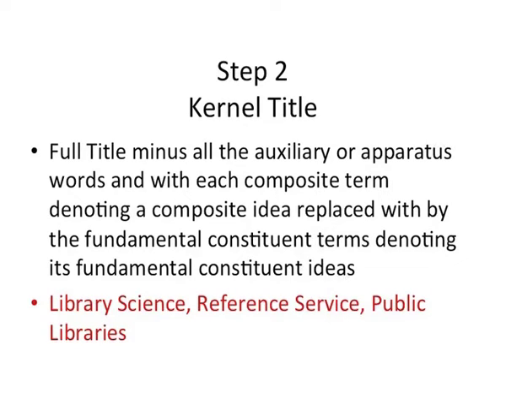Now, kernel title is the full title minus all the auxiliary or apparatus words: prepositions, conjunctions, articles. These have to be removed because these are not the terms that really influence the thought content, though they influence it. They have a role to play there, but when we talk of translating thought content into an artificial language of digits or notation, we have to forget these auxiliary words, conjunctions and prepositions, because they will not correspond to a particular notation, though they influence the thought content. So that we have to take care as classificationists, because the same term may be personality or may be space.